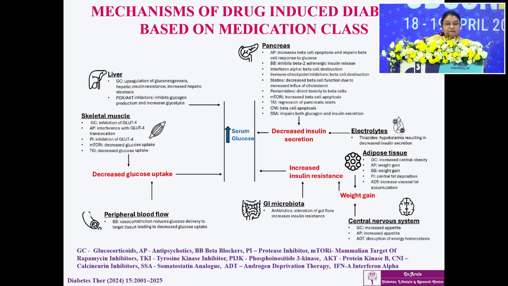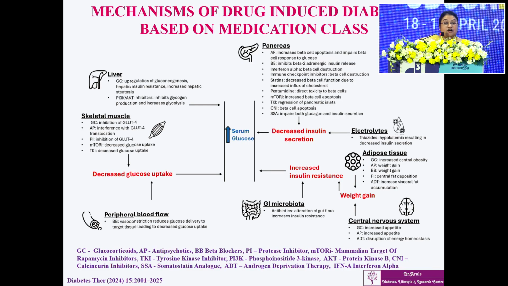Here I have a pictorial representation of the mechanism of drug-induced diabetes based on the medication classes and their site of action. As you can see in the pancreas, whether it is the antipsychotics, the statins, beta blockers, SSAs, or the anti-neoplastic drugs, all of them cause beta cell apoptosis, hence impairing both glucagon and insulin secretion. In the liver, they tend to cause upregulation of gluconeogenesis, so there will be an increase in the serum glucose values. In the skeletal muscle, they inhibit the action of GLUT4, so there will be a decrease in glucose uptake.